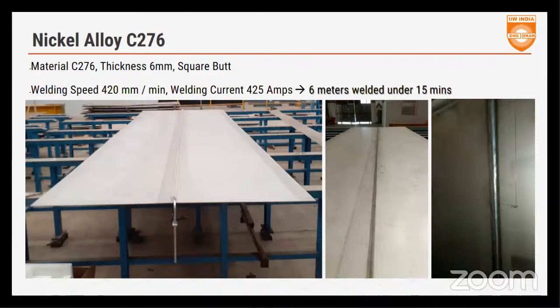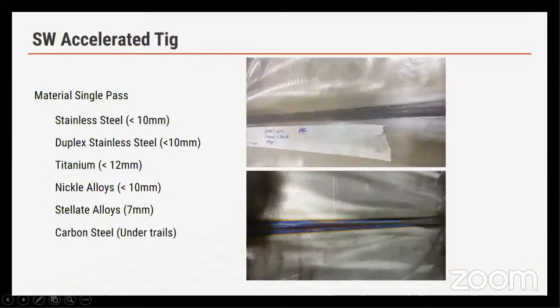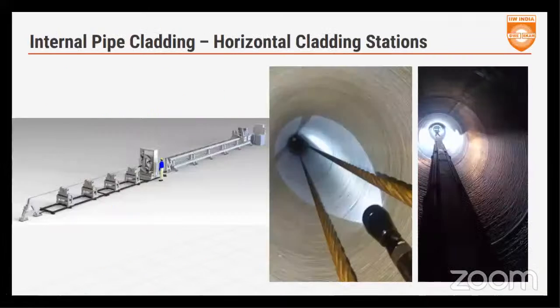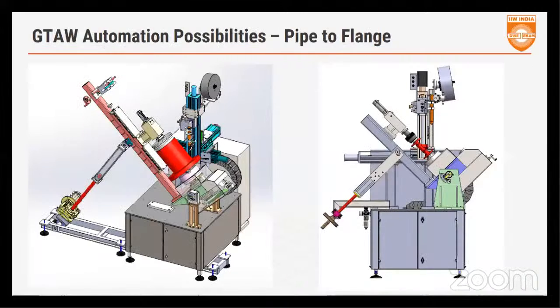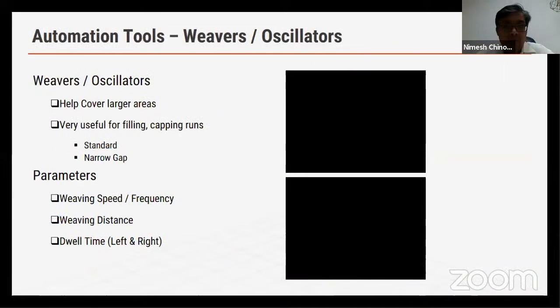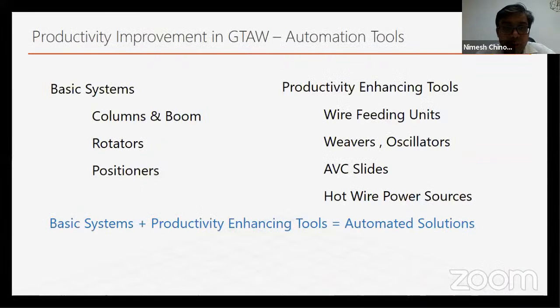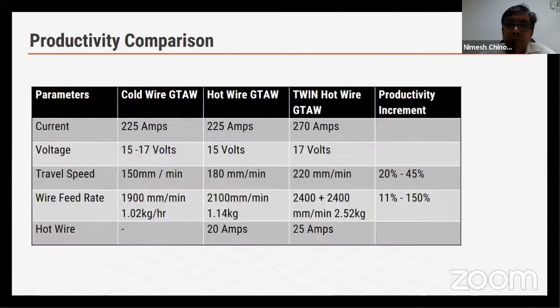Mr. Ajay wants to see once again the GTAW parameters. Ajayji, do you want it for the automated process? This is for the automated process, and the other one is for the manual process. So this is in auto TIG. If you are doing currents of 225 amps, 15 to 17 volts, travel speed of the job was 150 millimeters a minute. Wire feed rate was 1900 millimeters per minute, which roughly calculates to about 1 kg per hour.